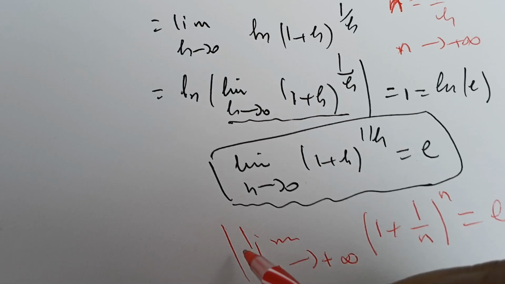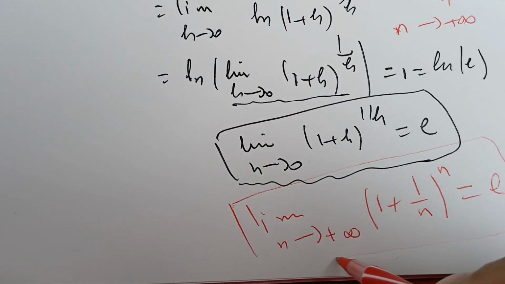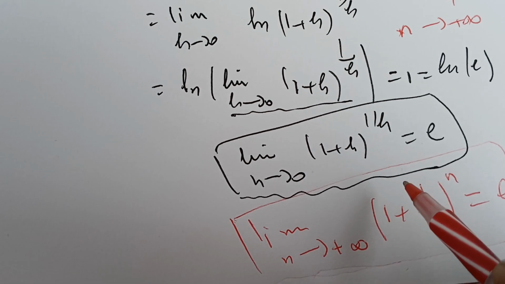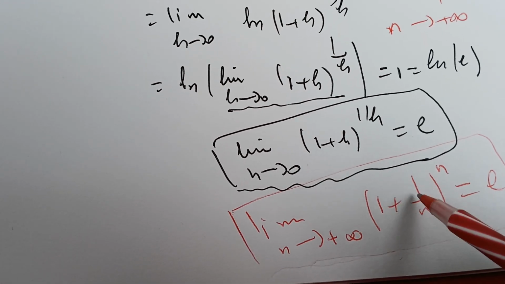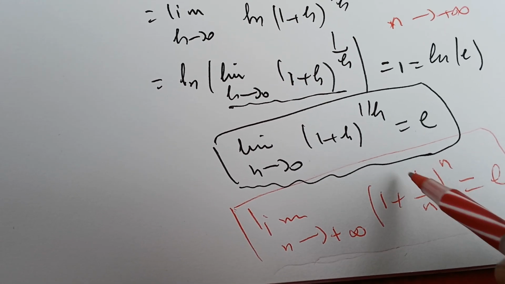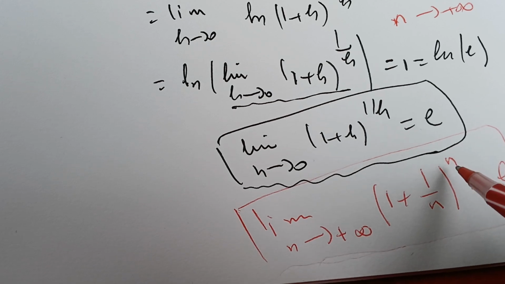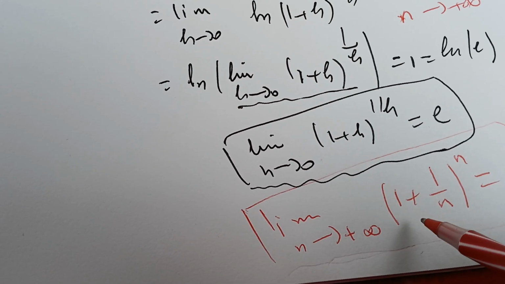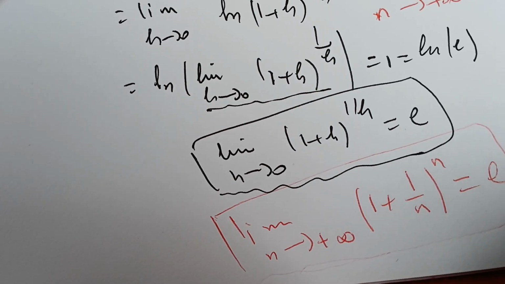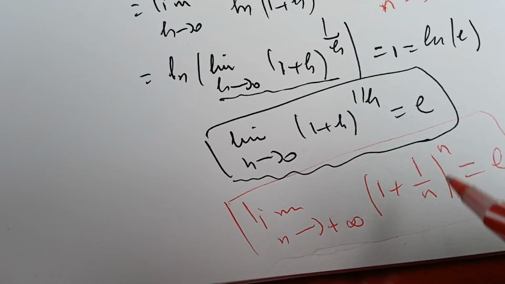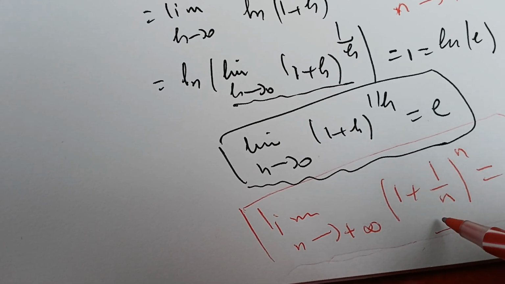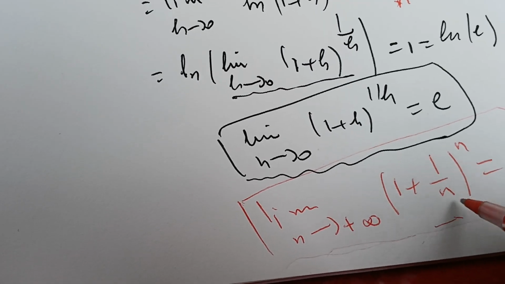So this shows that this is our quantity that we are interested in. So we have proven that 1 plus 1 over n, to the power n, is equal to e when n goes to infinity. It is very important. We're gonna see where we can use this one in many applications.